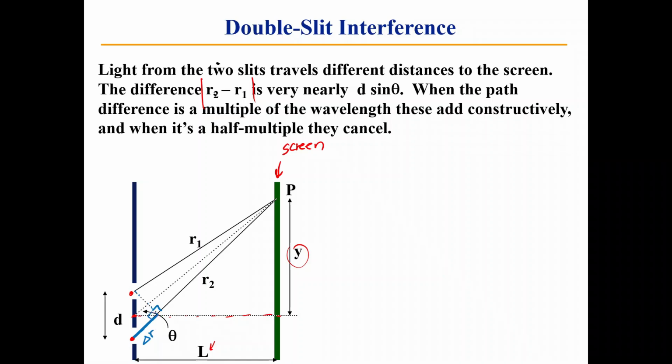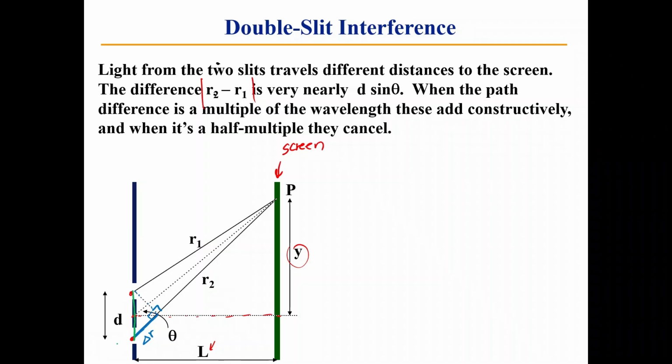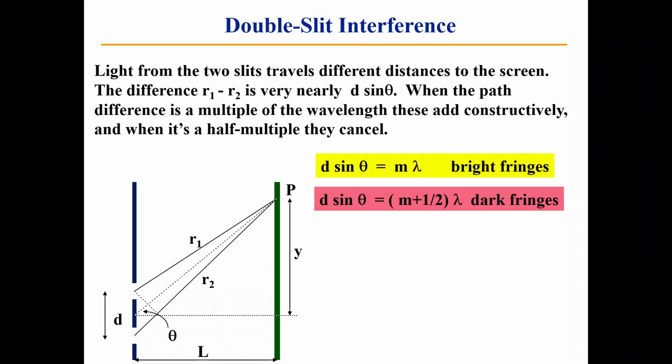So this is a 90-degree angle right here. What we end up having is a right triangle where D is the hypotenuse, and we have our 90 degrees right there. So that difference is approximately D sine theta. This right here would be that angle theta. So our delta R is approximately D sine theta, because delta R is the opposite side of that triangle, and opposite is always based on sine theta.